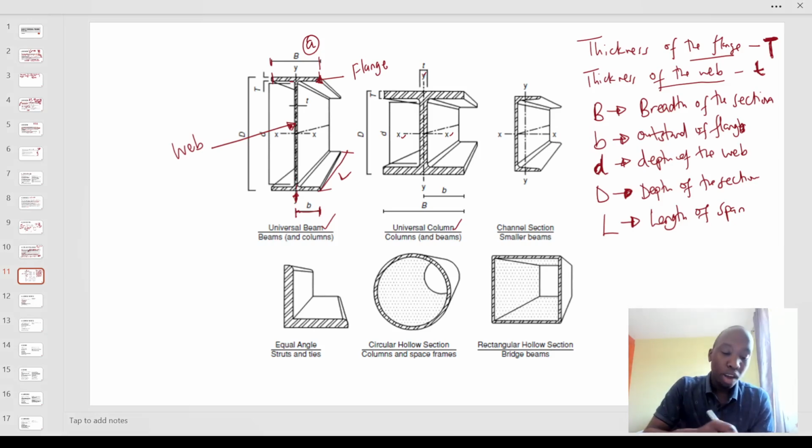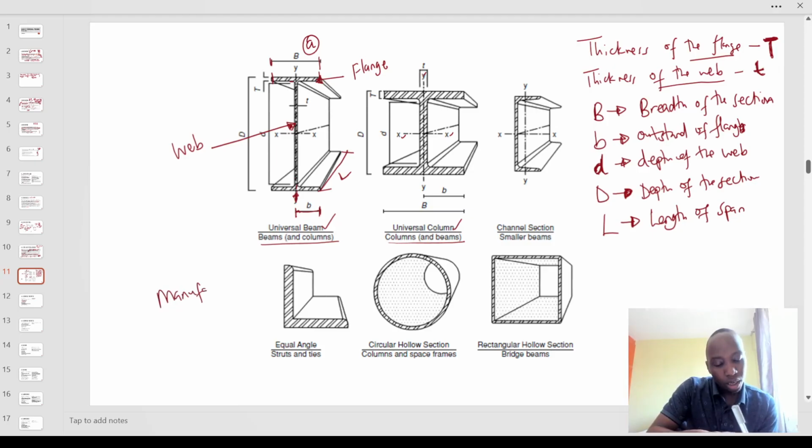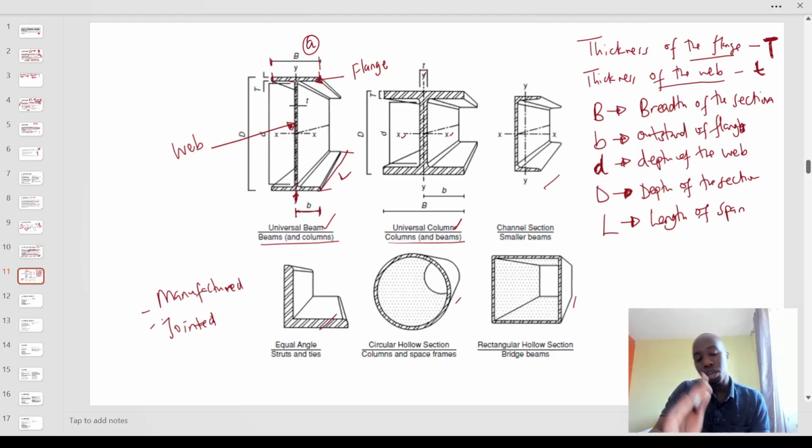So this is a universal beam. This is a universal column. This is a channel section. These ones can either be manufactured this way, because of easy milling, or we use it mostly. These ones can either be manufactured or jointed. These hollow sections, rectangular sections, all these other sections, they are important sections.